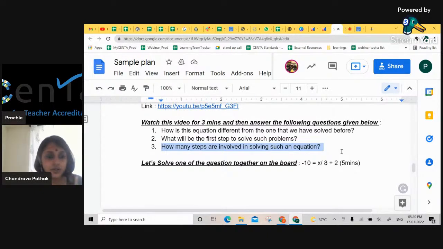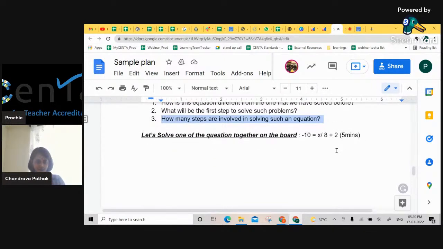Finally, I have moved to the last part of my INM, where I will be solving one question. I'm going to solve this question. If you see, it's written, let's solve one of the questions together on the board. I've also given the question. The question is very similar to what they have done in the video question.